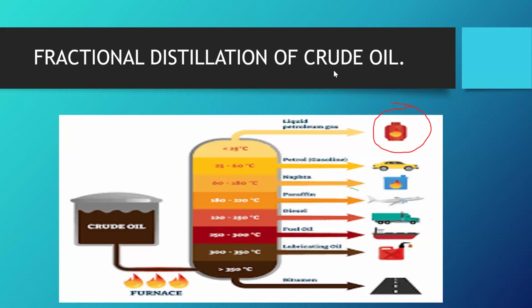We have natural gas being given off first, followed by petrol or gasoline. Then we have naphtha. Then we have paraffin or kerosene.